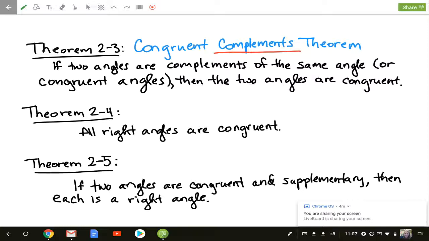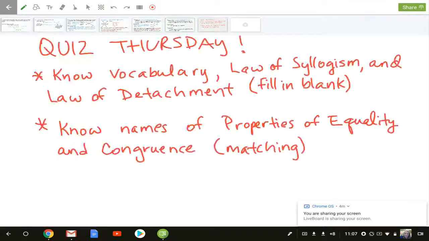Okay, so that's the end of this section. On Thursday, you're going to have a quiz. So you need to know your vocabulary. You need to know the law of syllogism, the law of detachment. I have a few questions there about those, some of the vocabulary and some of the laws, and they're going to be fill in the blank. So you need to know which is which. Some of the vocabulary would be hypothesis, conclusion, conditional, converse, biconditional, some of those kind of words. So make sure you look over your vocabulary.